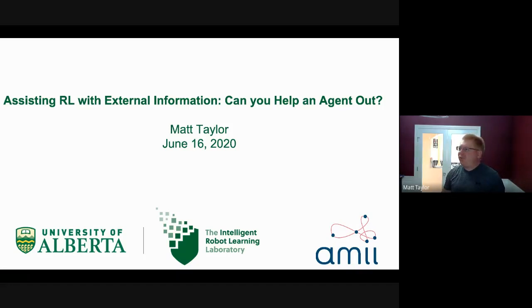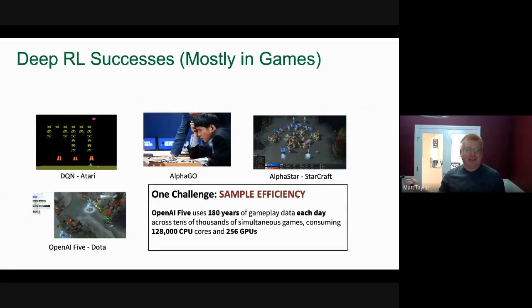So I'm being selfish again. I'm going to tell you about some stuff that I think is really interesting, in the hopes of convincing some other people that they should also be thinking about some of this, as well as trying to solicit feedback from you guys. So as we know, Deep RL is awesome. It's mostly in games, and sample complexity can be awful. So I like to pick on OpenAI Five. But I've talked about this before.